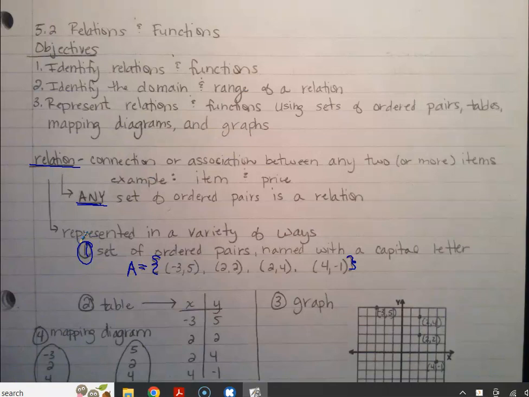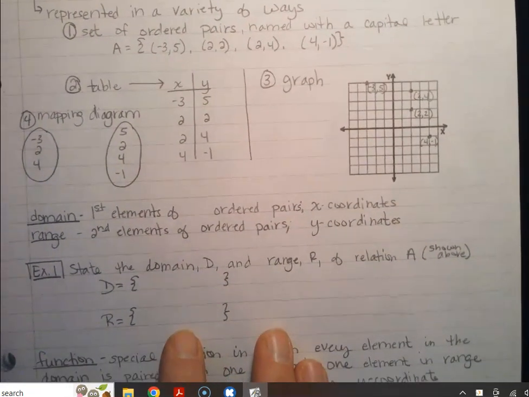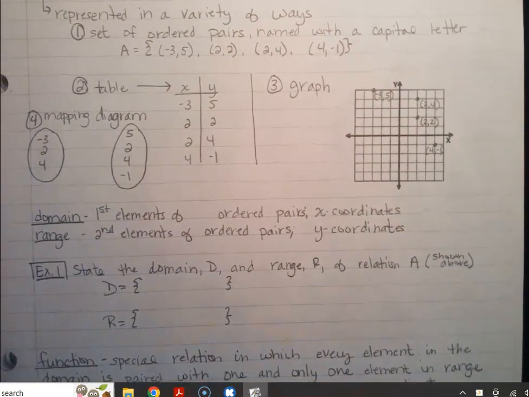Another way is to use the table. If we put, it's the same information, our x is -3 and our y is 5, just like this ordered pair. 2, 2, 2, 4, and 4, -1. So we represented it as a list or a set of ordered pairs, as a table. I'm going to have to move this up. What's number 3? A graph. So it can also be represented as a graph in this case.